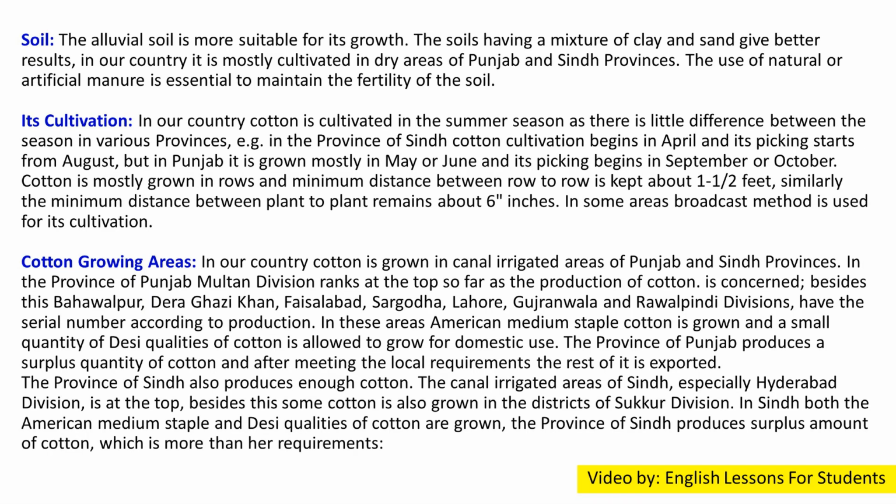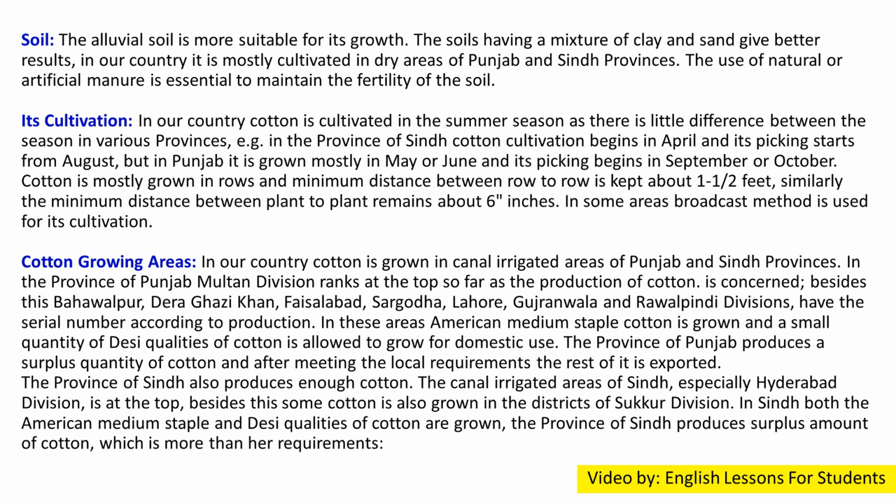Soil. The alluvial soil is more suitable for its growth. The soils having a mixture of clay and sand give better results. In our country, it is mostly cultivated in dry areas of Punjab and Sindh provinces. The use of natural or artificial manure is essential to maintain the fertility of the soil.